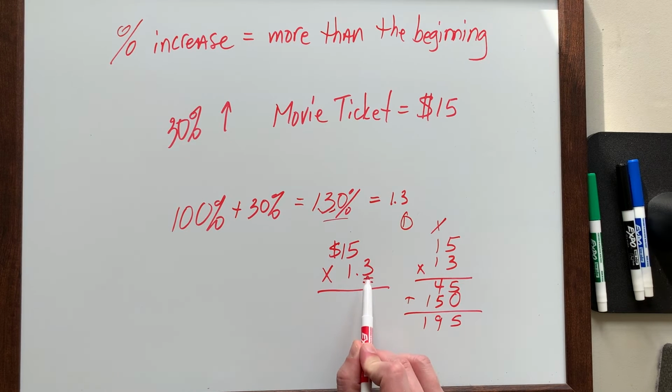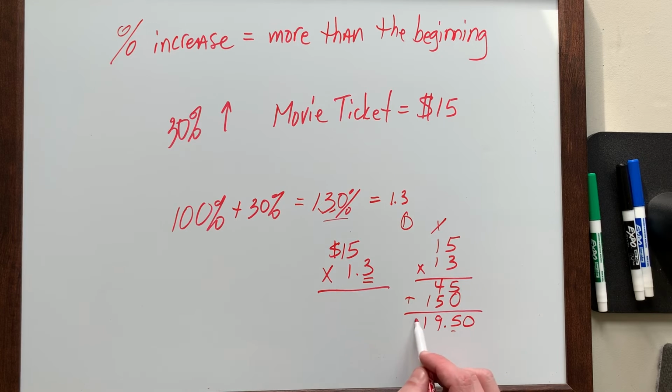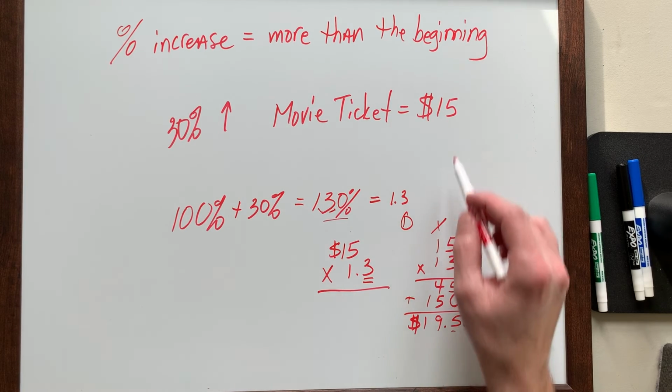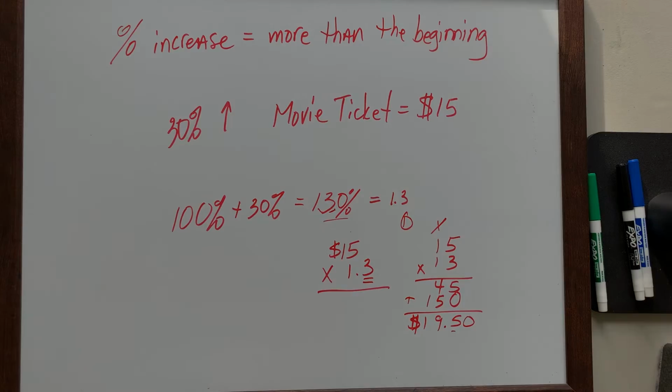Originally, we had 1 digit to the right of the decimal, so I need to go back and put the decimal in where I will have 1 digit. So that decimal point is going to go right here, and now I have 1 digit to the right of the decimal, just like I started with. $19.50 is going to be the new price of the movie ticket with a 30% increase.